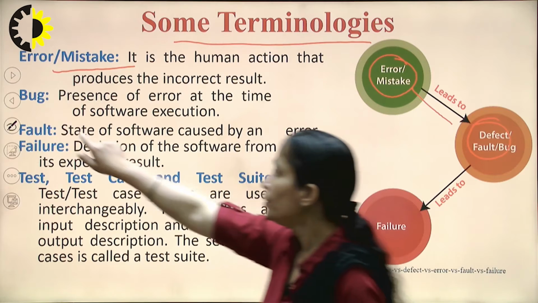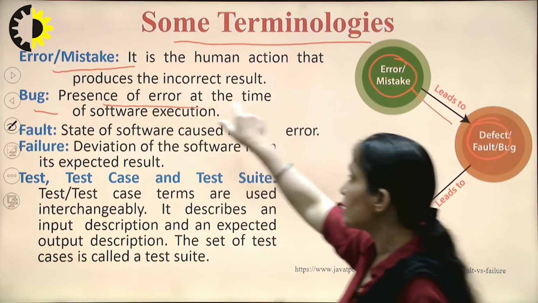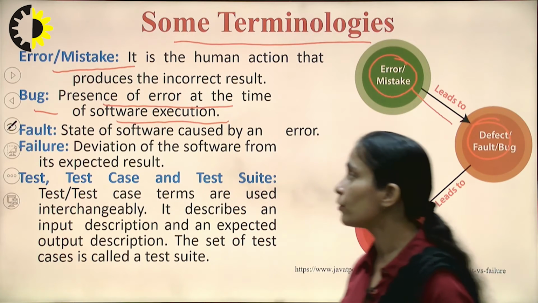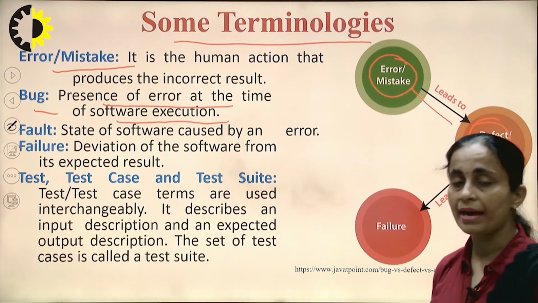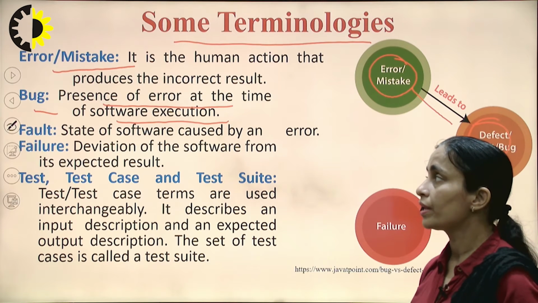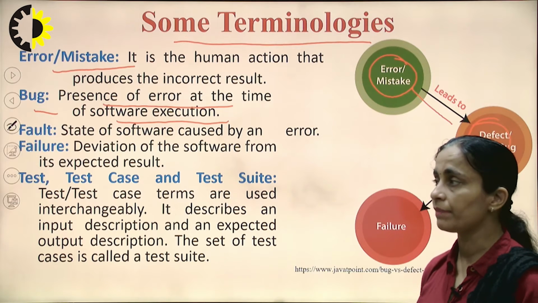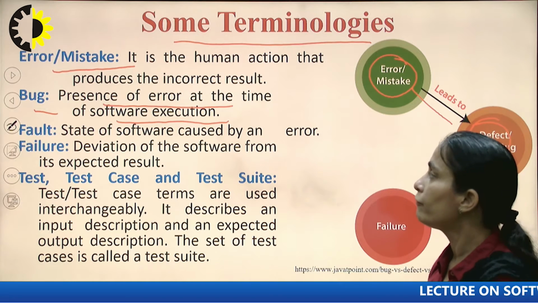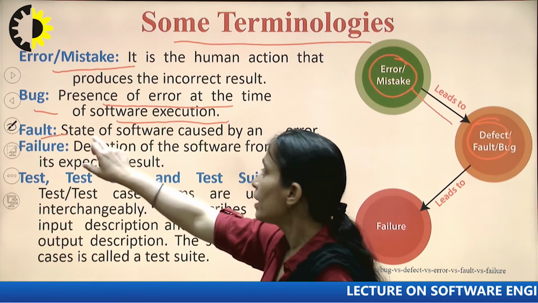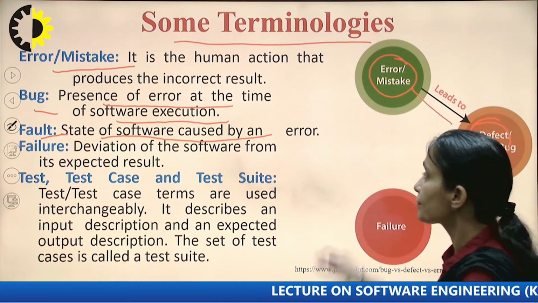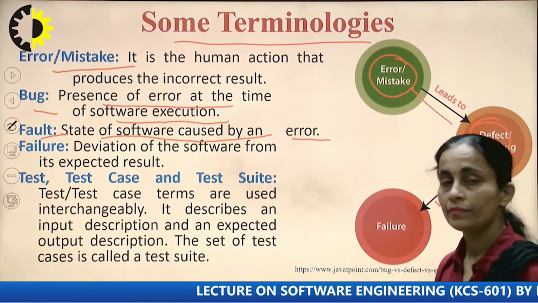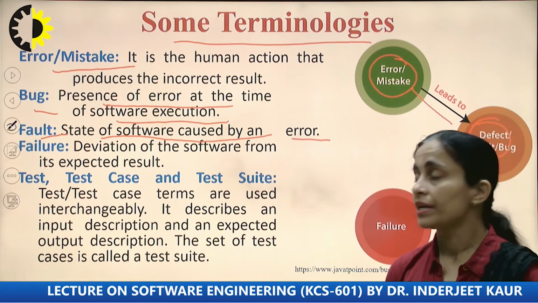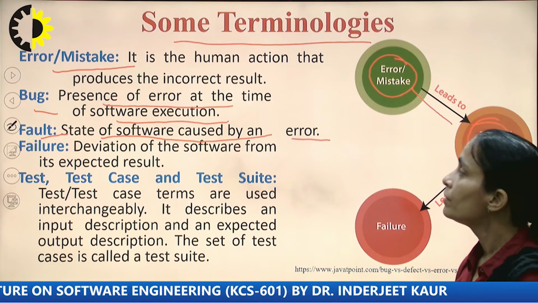Then bug. Bug is defined as the presence of an error at the time of software execution. Suppose I am executing my program and there occurs some error, a runtime error, that is known as a bug. So I will debug my program and then I will see that now my program is error free. Then fault. Fault is defined as the state of software that is caused by an error. So at the moment of my error, my software is in the state of fault.